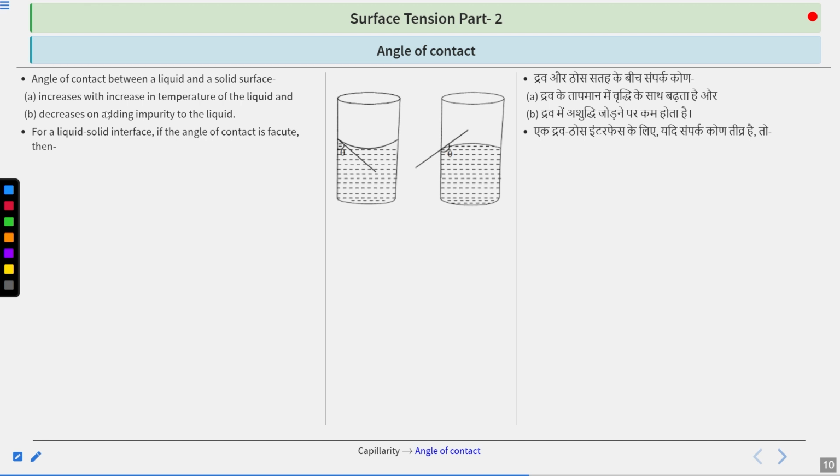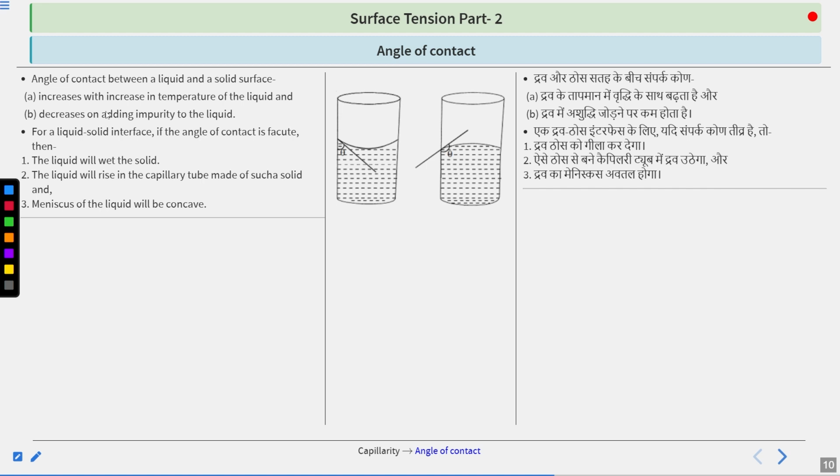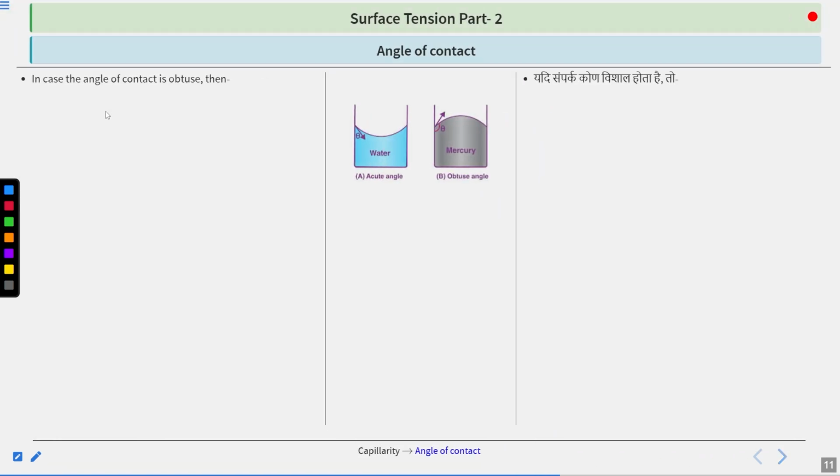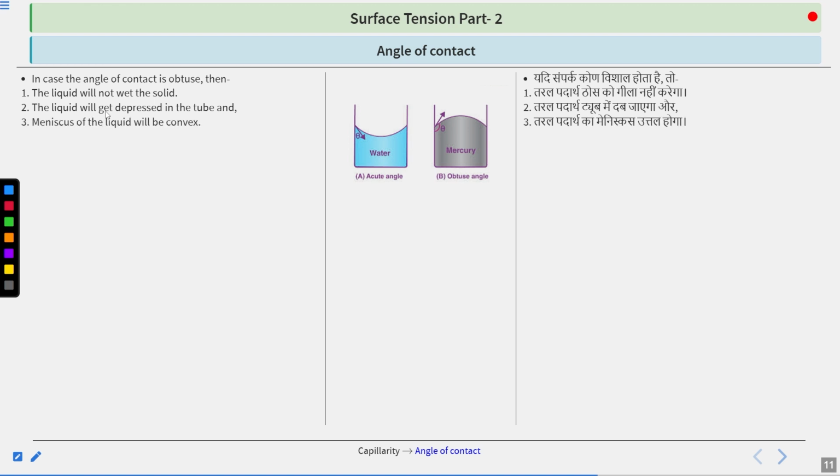For a liquid-solid interface, if the angle of contact is acute, then the liquid will wet the solid. The liquid will rise in a capillary tube made of such a solid, and the meniscus of the liquid will be concave. In case the angle of contact is obtuse, then the liquid will not wet the solid, as we had just seen. The liquid will get depressed in the tube. The meniscus of the liquid will be convex.